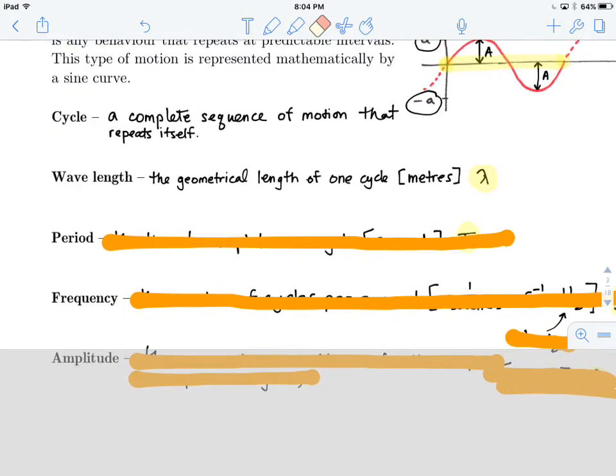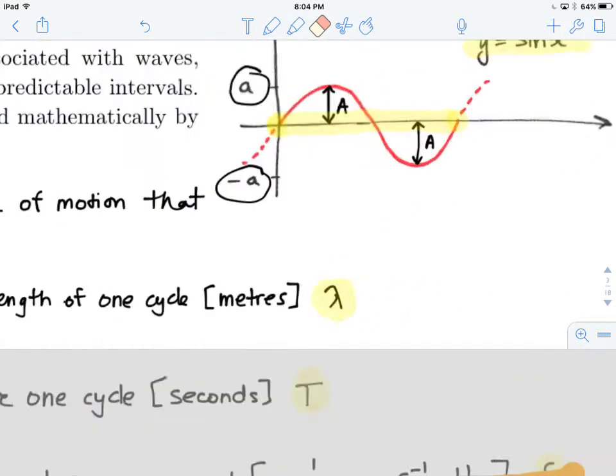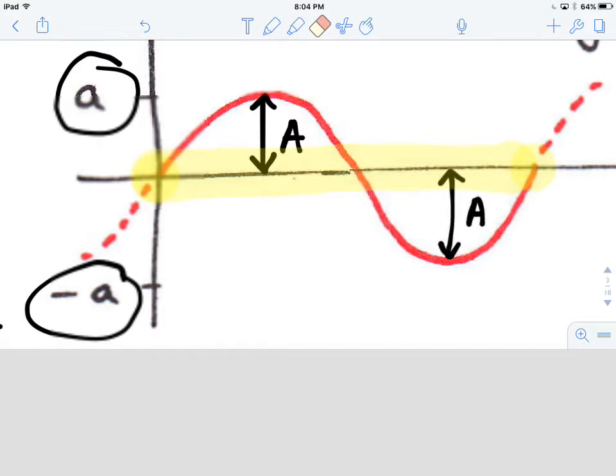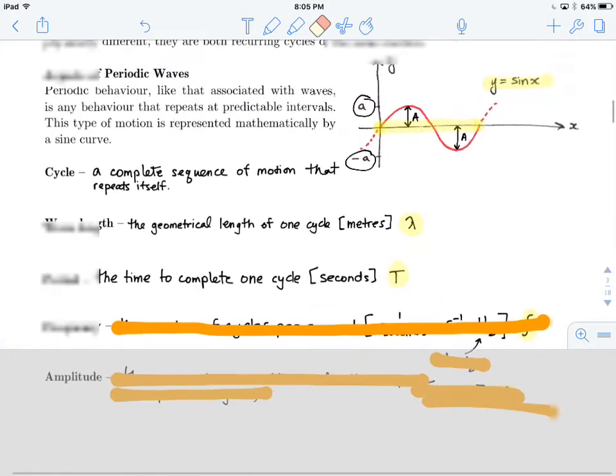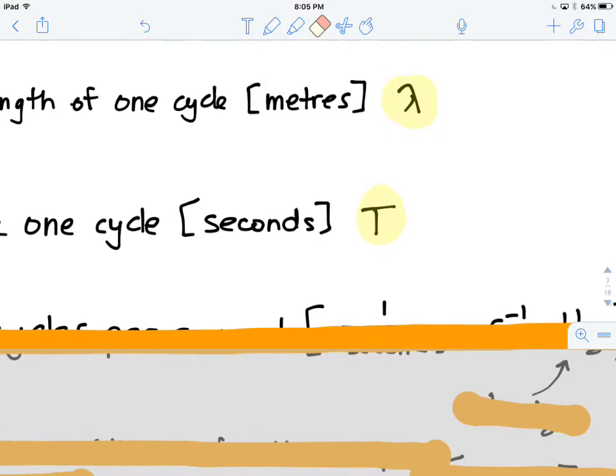The period is very similar to wavelength, but it's not the length of the wave in distance, it's the length of the wave in time. So period is defined as the time to complete one cycle. If we started our watch at this point right here, tick, tick, tick, and we ended our watch at this point right here, we would have the time to complete one full cycle, and this is known as the period. Period is measured in seconds, and because it's a special kind of time, we give it a capital letter T.